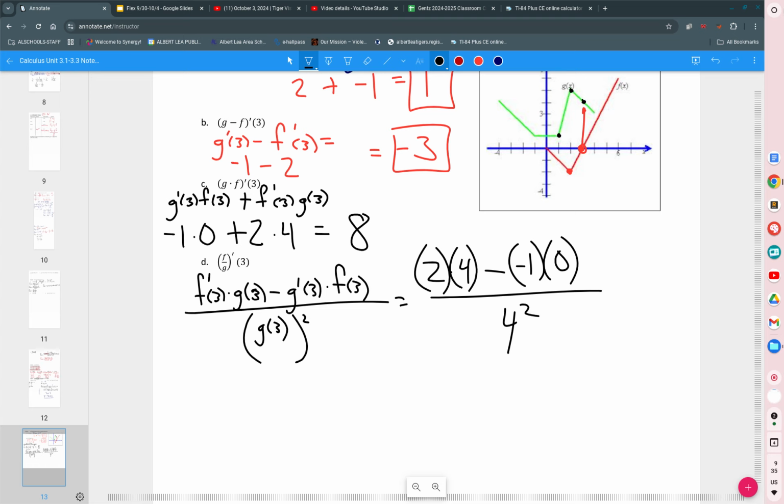So since F is on top, that's what you take the derivative of first. I got 2 times 4. And then on the bottom, I got 4 squared. Is that what you guys got? So I get a total of 8 over 16, which is 1/2 is your derivative.